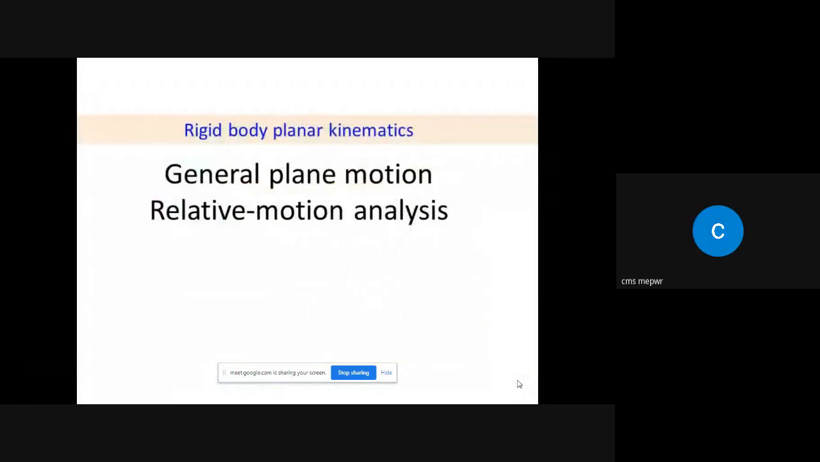So we were doing rigid body analysis and we started with rigid body planar kinematics. So in today's class, we will continue with the same topic and go further in that topic. The specific topic for today's class is general plane motion, and in general plane motion, today we will study the relative motion analysis.